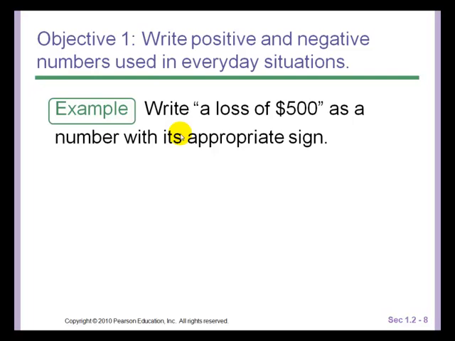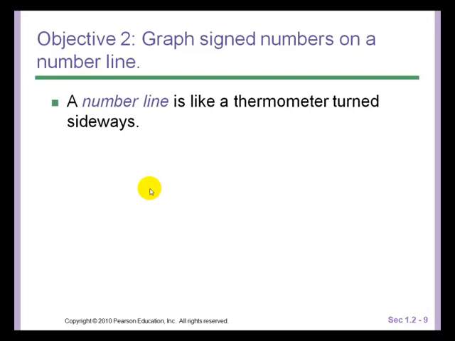Okay, so here's another example. Write a loss of $500 as a number with its appropriate sign. Negative $500. Raised negative sign.